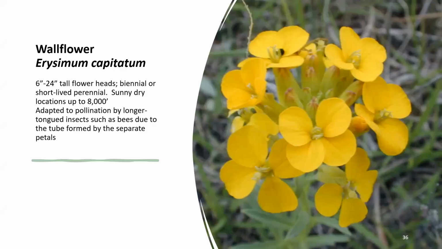The wallflower, Erysimum capitatum, 6 to 24 inches tall. It's biennial or short-lived perennial, grows in sunny, dry locations up to 8,000 feet, adapted to pollination by longer-tongued insects such as bees, due to the tube formed by the separate petals.